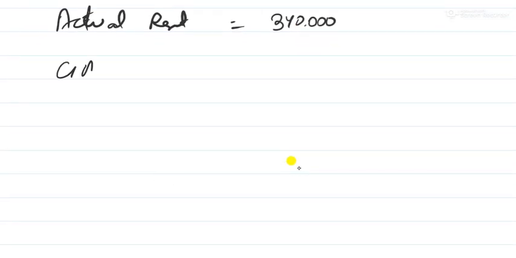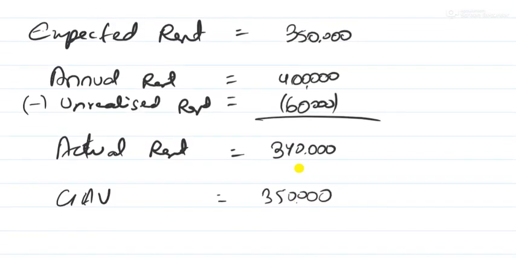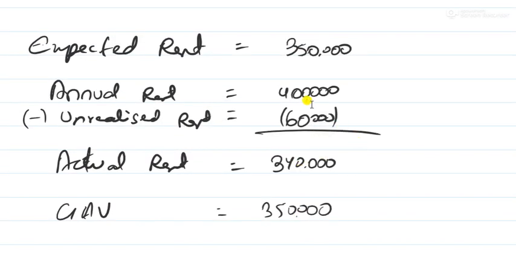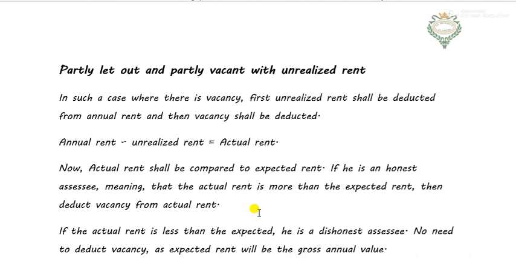Simply, GAV is equal to 3,50,000. Now, suppose my unrealized rent was only 30,000, means my actual rent would be 3,70,000. So my gross annual value would be 3,70,000. But here expected rent was higher, therefore expected rent was my gross annual value. Simple. Now what if there is unrealized rent plus vacancy? What is to be done then?